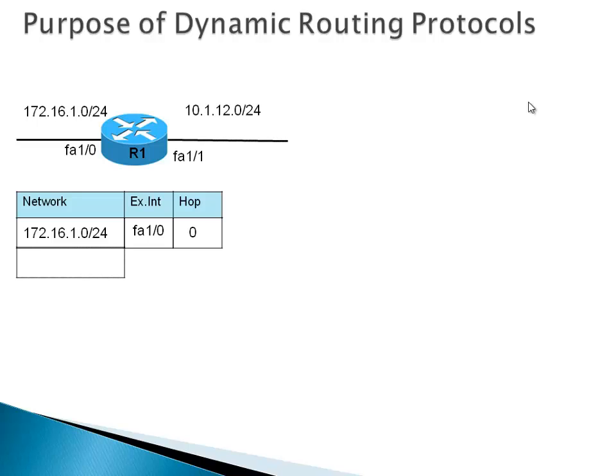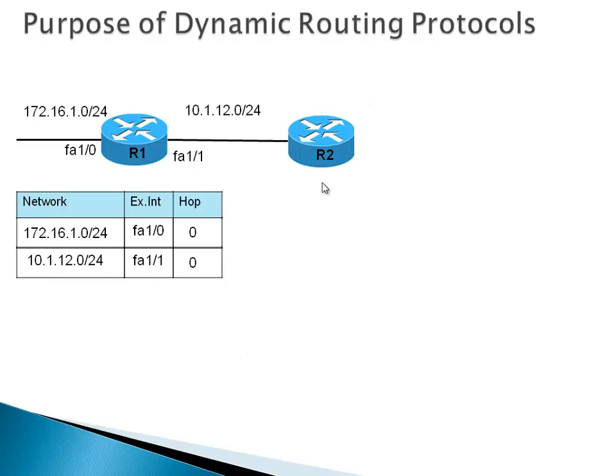Let's go to another connection, FA1/1 to network 10.1.12.0/24. Now this is how it's building the table. As soon as you enable this interface with this IP address, router 1 is going to build the table saying, okay, I know about network 10.1.12.0/24. It's going through FA1/1 and 0 hops. It's directly connected with me. So this router knows how to get to every network that it is directly connected to.